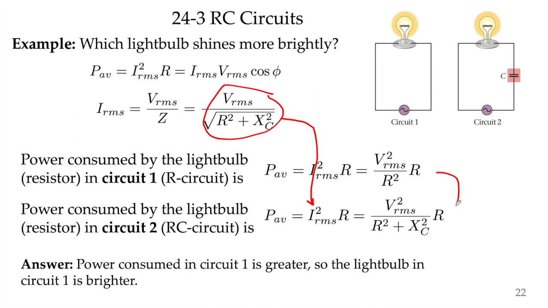Now let's compare these two. Everything is the same, V squared R is the same in both, but this one is divided by a larger number, so this power will be smaller. So the power in circuit 1 will be larger. The answer is power consumed in circuit 1 is greater when you compare it to circuit 2. So the light bulb in circuit 1 is brighter.